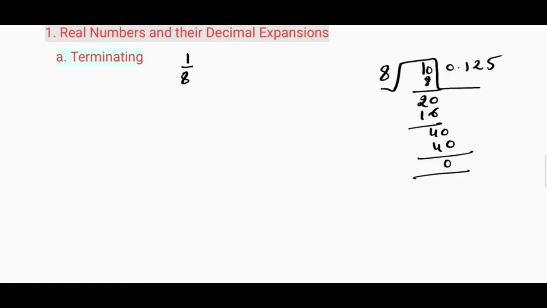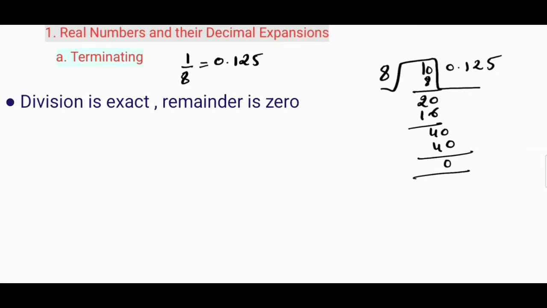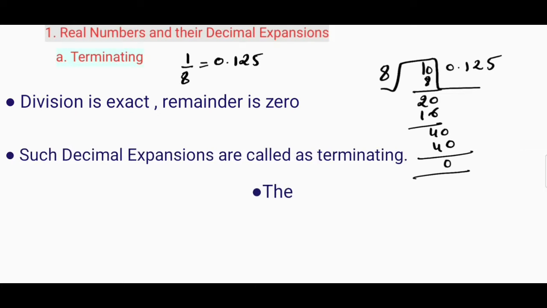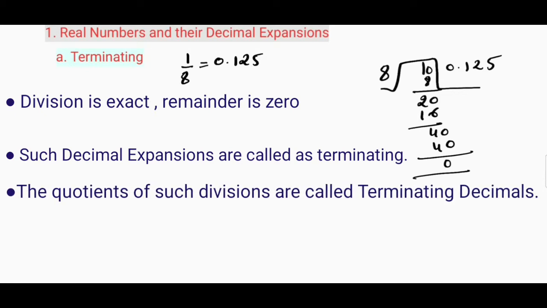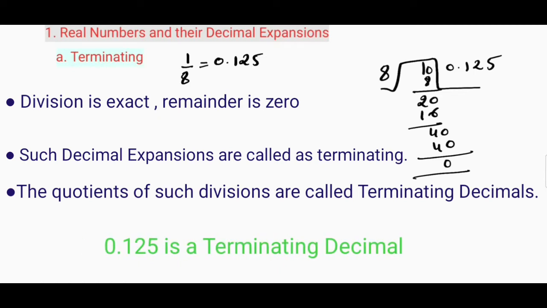Let's see what is terminating decimal expansion. For this, I will take one real number, 1 divided by 8. Now let's divide 1 by 8. So I will get my answer like 0.125. See, my remainder here is equal to 0. So we can say that this division is exact, or the remainder is equal to 0. And such decimal expansions are known as terminating, and the quotients of such divisions are called terminating decimals. Means 0.125 is a terminating decimal.